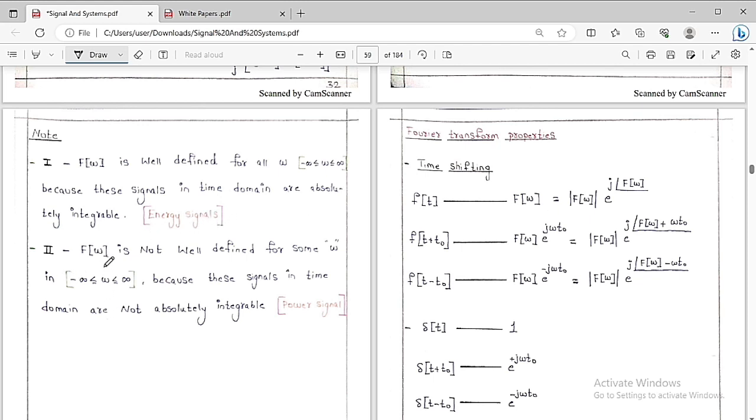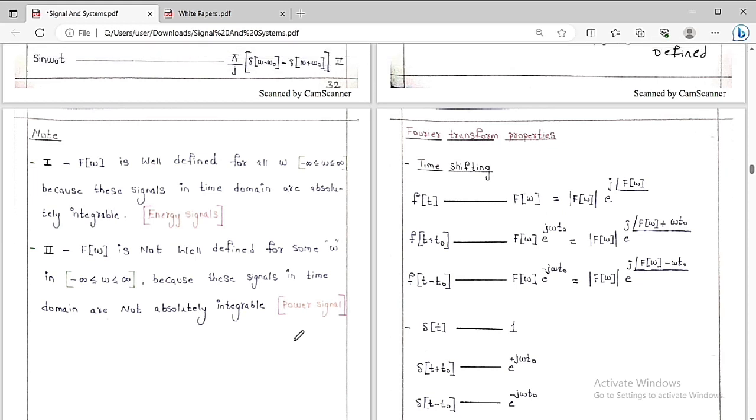The second thing is, here F of omega is not well defined for some values of omega, for omega from minus infinity to infinity, because these signals in the time domain are not absolutely integrable. It means these are not energy signals, or are power signals. So finally, I can say only one thing. If f of t is an energy signal, meaning it is absolutely integrable, then the Fourier transform is well defined for each and every value of omega, meaning you are going to get a finite value. If f of t is a power signal or not an energy signal, meaning it is not absolutely integrable, then the Fourier transform is not defined at certain values of omega. Not defined means you are going to get an infinite value. These things you always have to keep in mind.